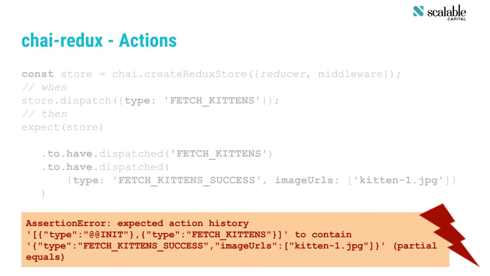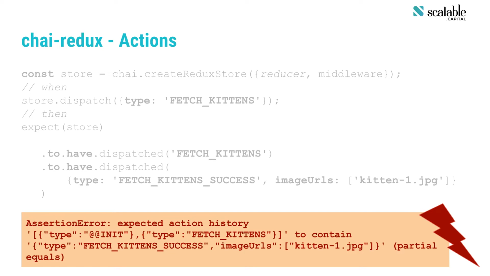That's because by the time we are doing the assertion, we didn't get a response yet from the server. And so chai-redux will tell you, okay, within my action history, there is no action like that. What do you want from me?